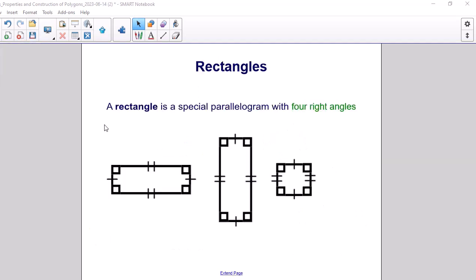Rectangles. A rectangle is a special parallelogram with 4 right angles. All of the properties that we discussed with parallelograms are true for rectangles. So with rectangles, opposite sides are congruent and parallel, and opposite angles are equal, congruent. What distinguishes a rectangle from a parallelogram is the fact that a rectangle has 4 right angles.